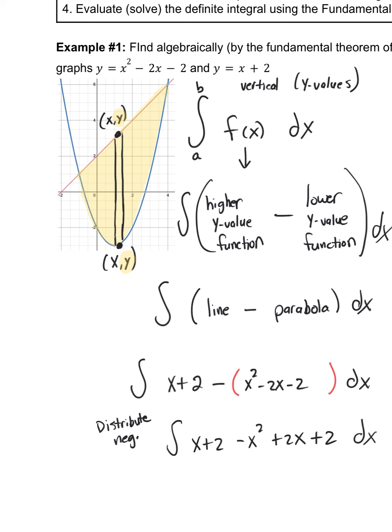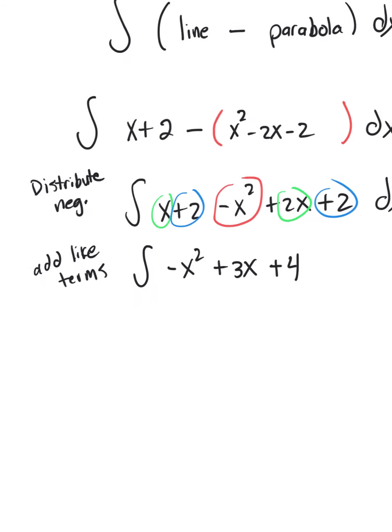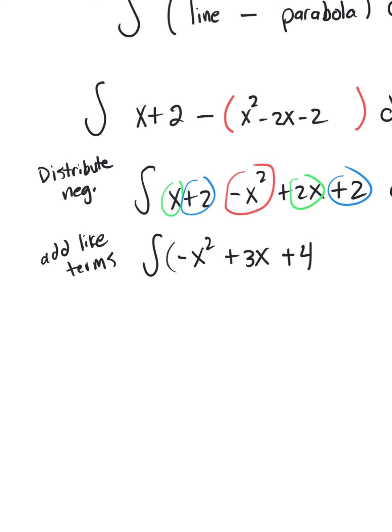And finally, the last thing to do is we need to add like terms. So we have only one x squared term, negative x squared. We have an x and a 2x. That gives us a positive 3x. And finally, we have a 2 and a 2, and that gives us a plus 4. So there is your function for your integrand.